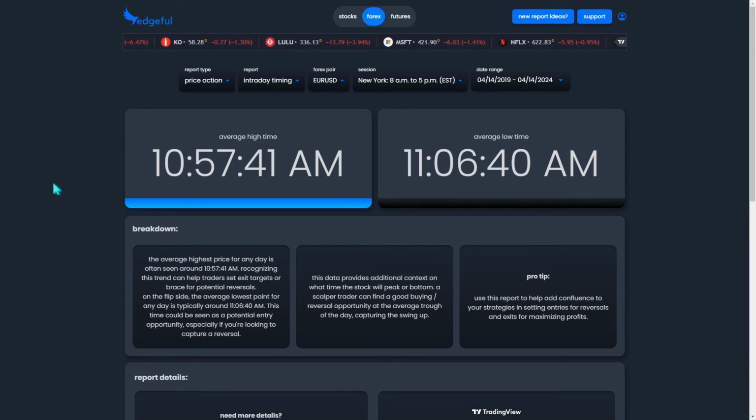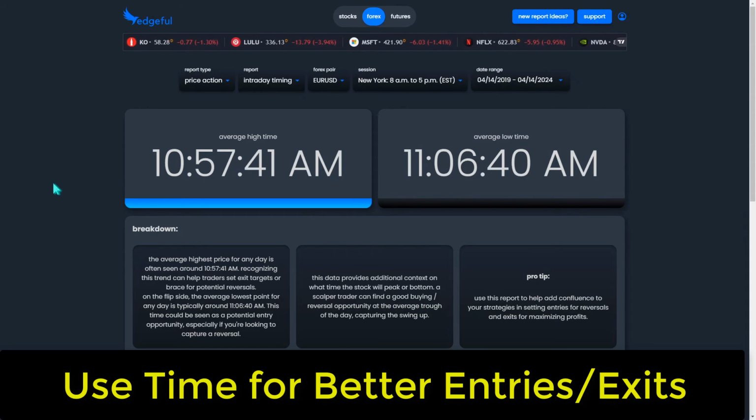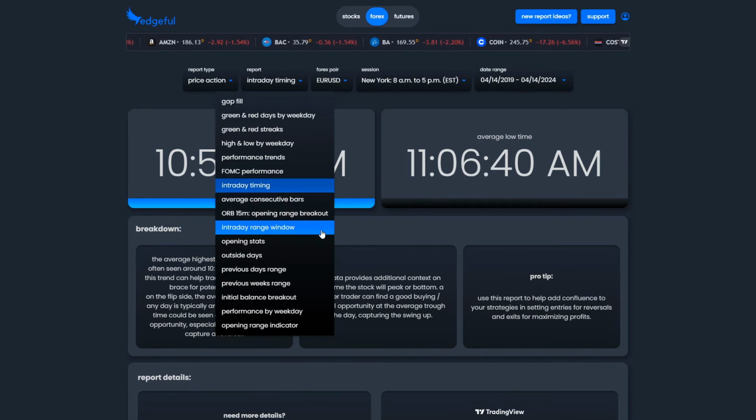The silver bullet is a reversal strategy, and given the right setup, our entry or exit can be at the extreme of the day. Intraday timing will tell us when the extreme is most likely to be. We can also look at how far price can move by clicking on the intraday range window.